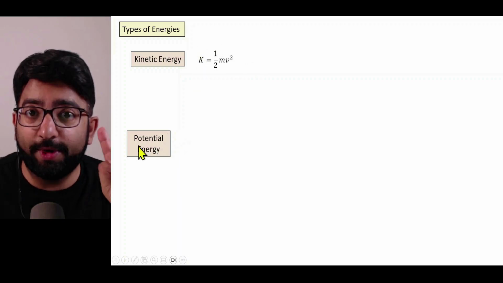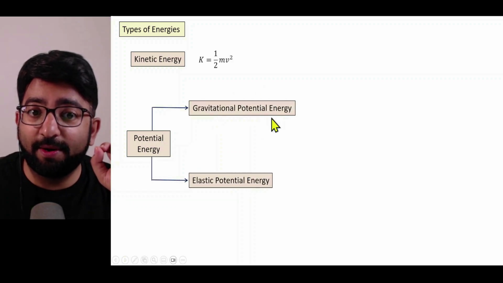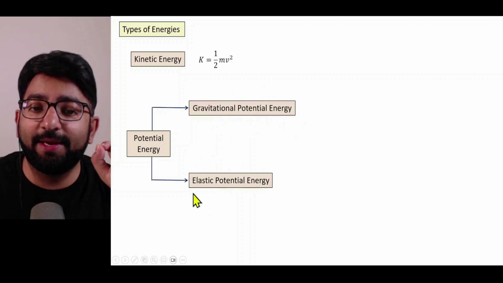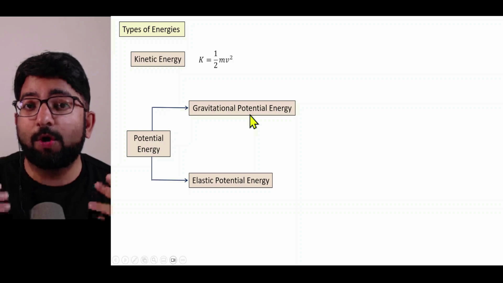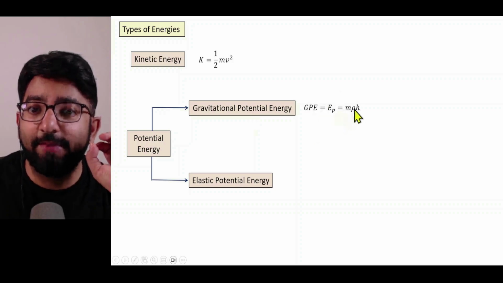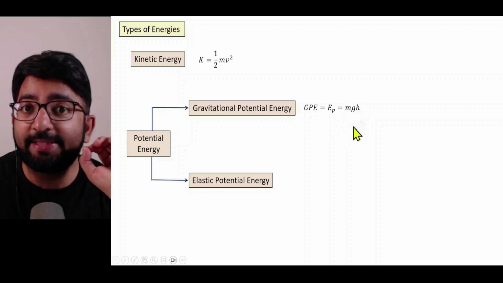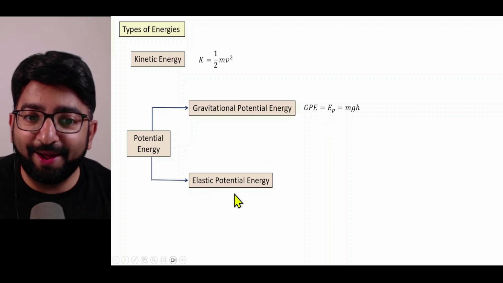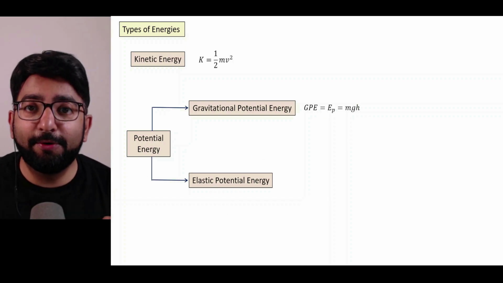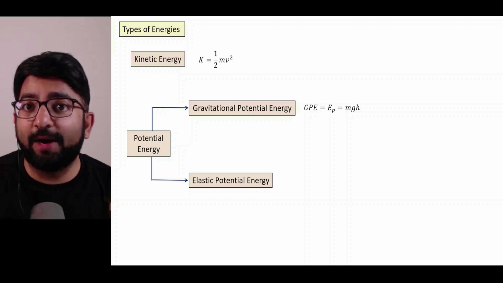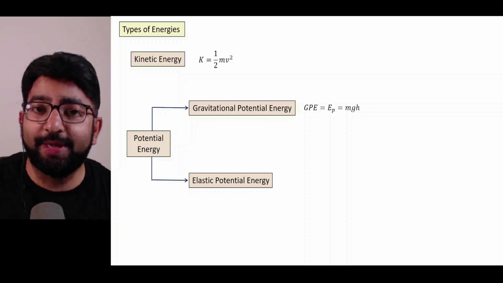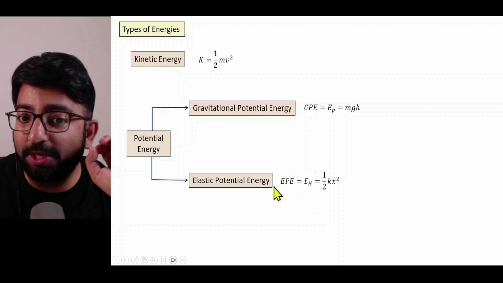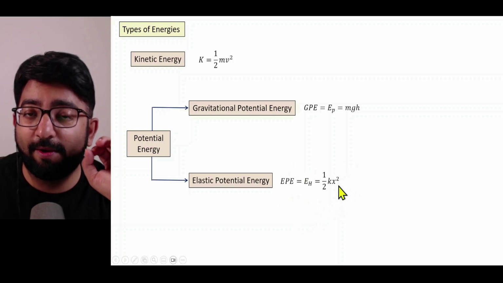Potential energy is of two types. First, we are going to consider the gravitational potential energy, and then we have the elastic potential energy. Gravitational potential energy is the energy of an object because of its height. The formula for that is m into g into h, where m is the mass, g is the acceleration due to gravity, and h is the height of the object. On the other hand, elastic potential energy comes into the picture when we have springs. When a spring either compresses or stretches, we say that elastic potential energy is stored inside the spring. And what is the formula for that? Elastic potential energy is given by half kx squared.